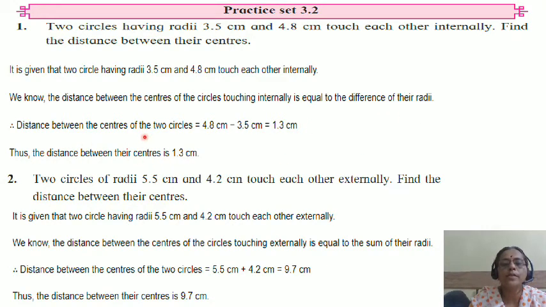So distance between centers of two circles is 4.8 minus 3.5. That is, the distance between the centers is 1.3 centimeter.